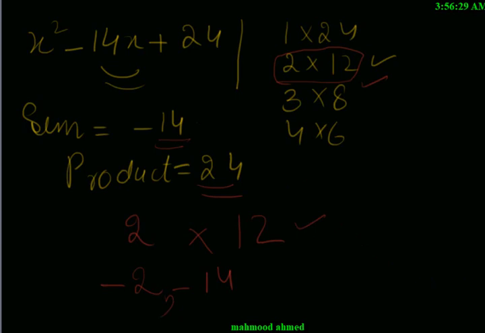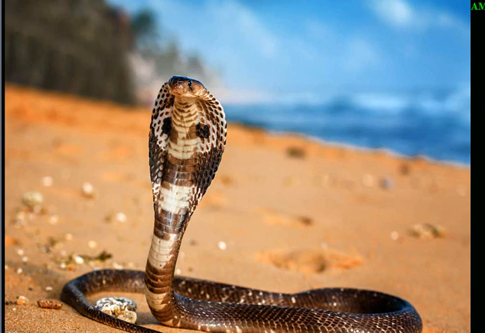Sorry, I write minus 12. So this is minus 12, so if you add them you will get minus 14, but you are having two negative numbers and when you multiply them you will get plus 24, and the product is already told in this question as plus 24. So this is the way we adjust the signs.